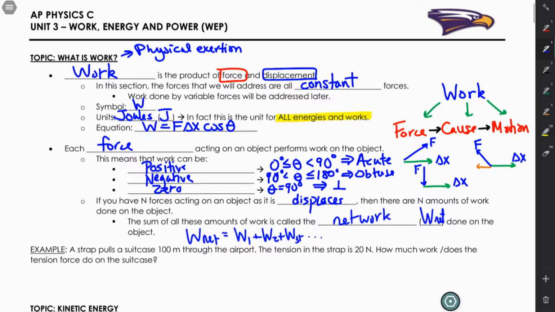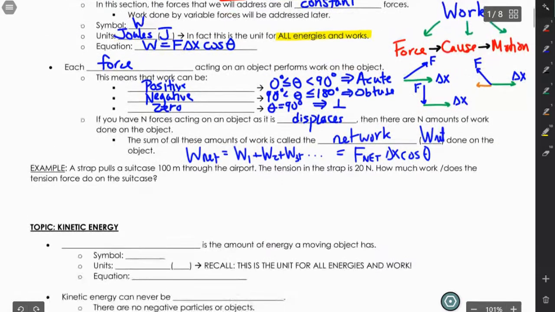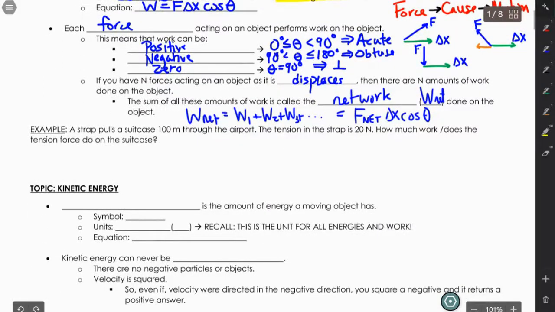And so if you were to break this formula down further, really what it works out to be is simply the net force times the displacement, cosine of the angle, if you have multiple forces acting on the object. If you only have one force acting on the object, it's just F delta x cosine theta.